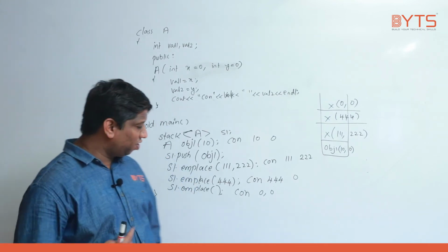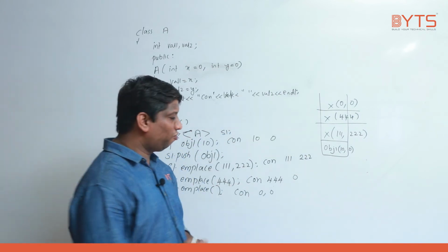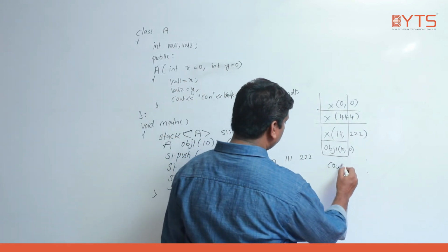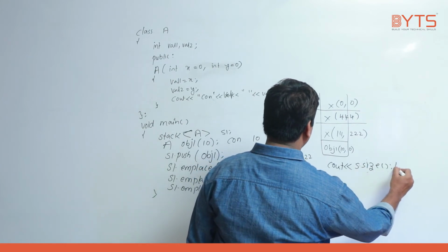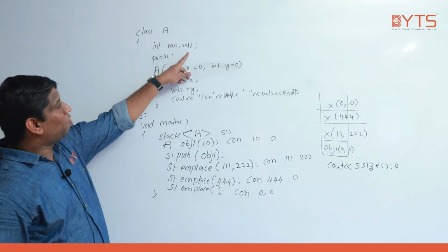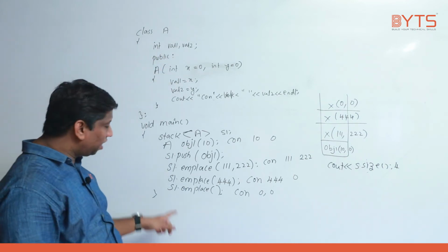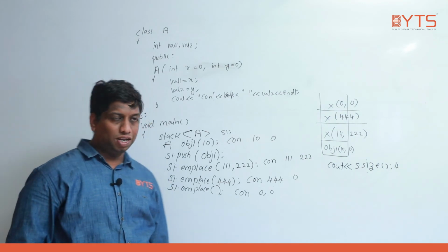There are 2 proofs. What is the first proof I can tell? Here 4 elements are there on the stack. How do you know that 4 elements are there? Simply I can use cout of s.size(), right? So what will be the answer? 4. What are the 4 objects? These are all the 4 objects. If you keep val1, val2 in the public section, I can still print the values also. I hope this is very clear.